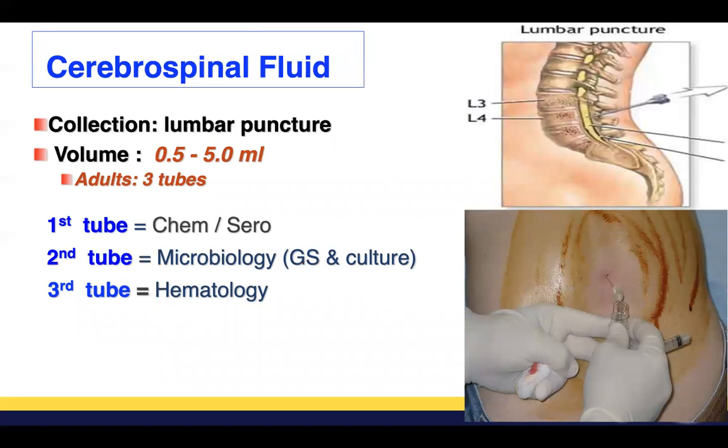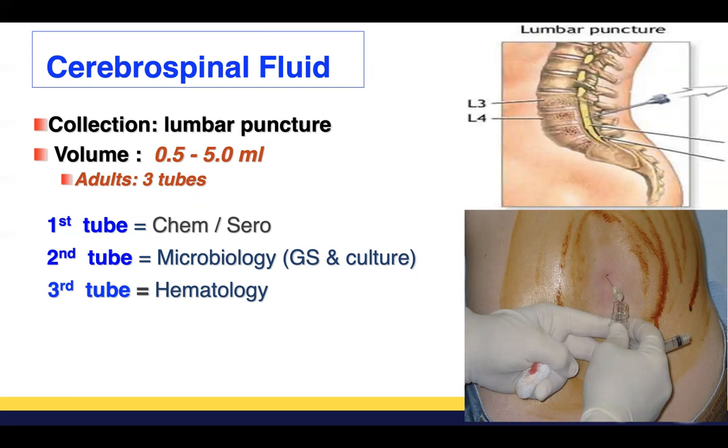Okay, so CSF is collected by lumbar puncture, usually between the 3rd and the 4th lumbar vertebrae. And this is done by an expert, a physician or an anesthesiologist. Okay, so the volume that is usually collected may range from 0.5 to 5 ml, averaging between 3 to 4 ml. Okay, so collect 3 tubes. Choose tube 2, or the most turbid sample, for microbiology assays.